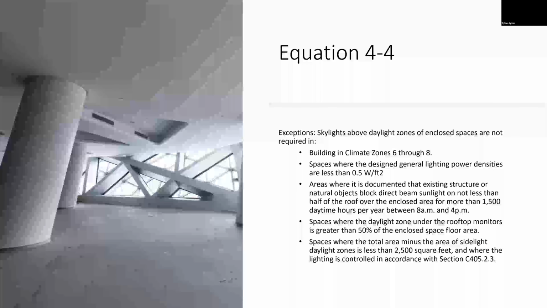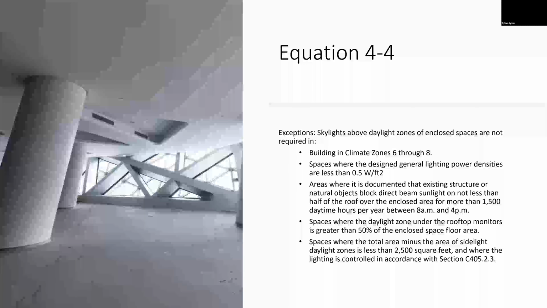But to give you an example, the exceptions are skylights above daylight zones of enclosed spaces are not required in buildings in climate zones 6 through 8. So basically it's hot, there's a lot of sun exposure, so we're not gonna nickel and dime you, you're getting plenty of solar exposure. Spaces where design general lighting power densities are less than 0.5 watts per square foot. Areas where it's documented that existing structures or natural objects block sunlight.